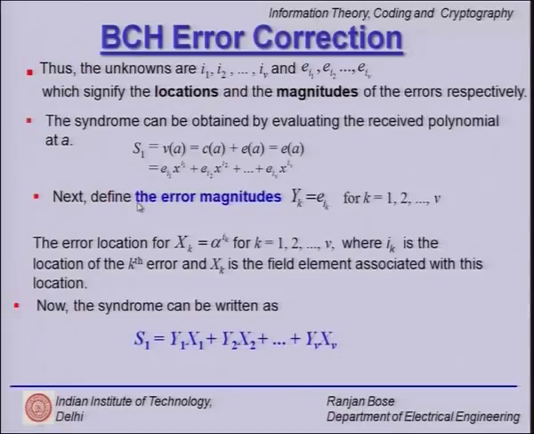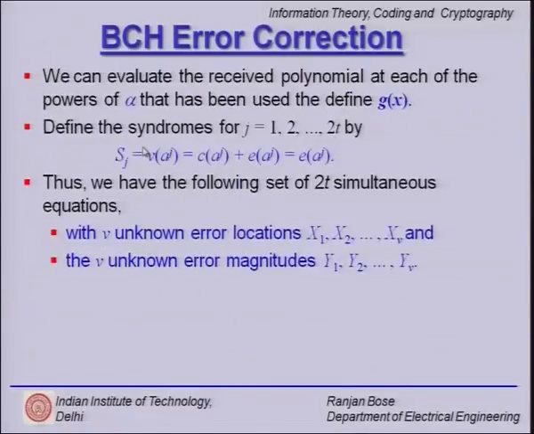So, what do we do? We look at the syndrome. Syndrome can be obtained by evaluating the received polynomial at alpha. We did this theory in the last class, and that is why this 2t term came, why the g(x) is LCM of f1(x) into f2(x) into f3(x) up to f2t(x). So, the same philosophy we write the syndrome polynomial as follows, and we then define the error magnitudes by yk and the error locations by xk. So, the syndrome can be written in the following way in terms of the error magnitudes and error locations.